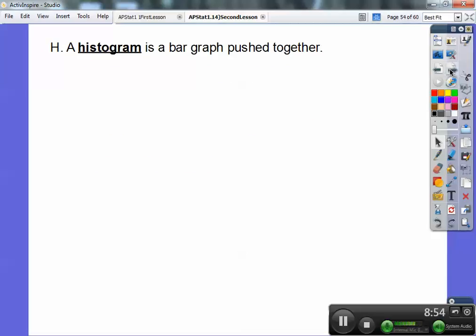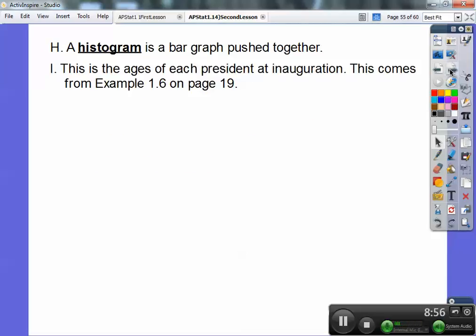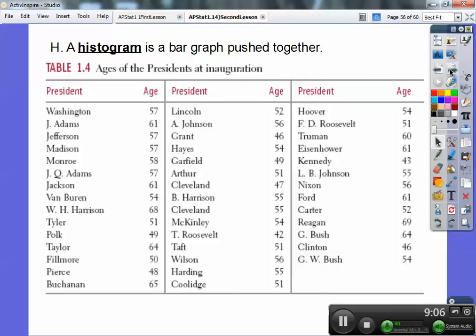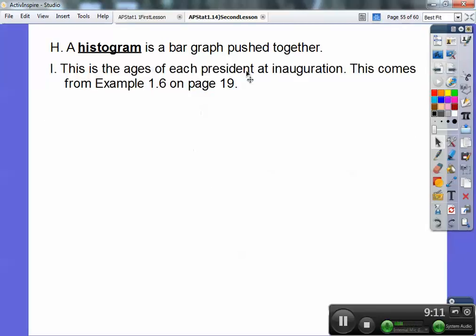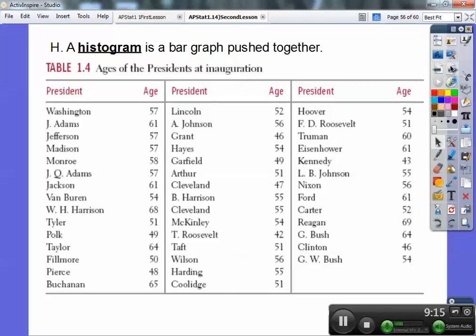So a histogram is just a bar graph that's pushed together. So this is an example of how to make a histogram of the president's age at inauguration. This comes from example 1.6 on page 19. Okay, you don't have to copy that down, but I want you to copy what I did before. I want you to copy this down right here, okay? And then you don't have to copy that down because you have your textbook open.